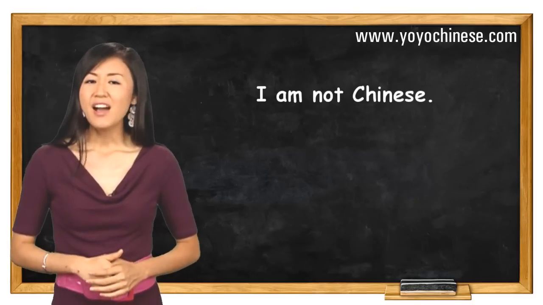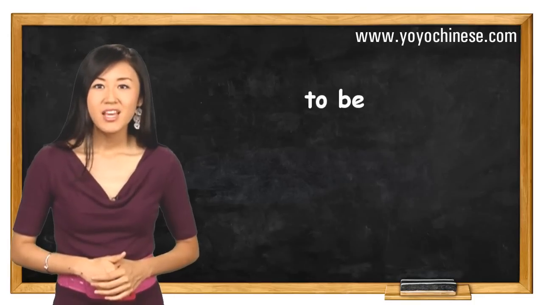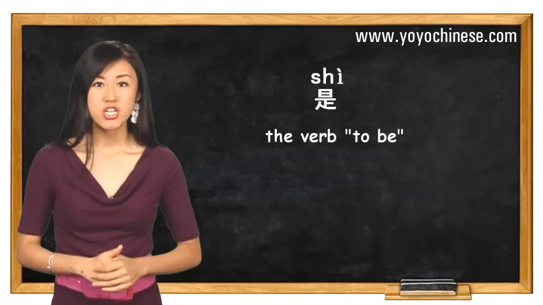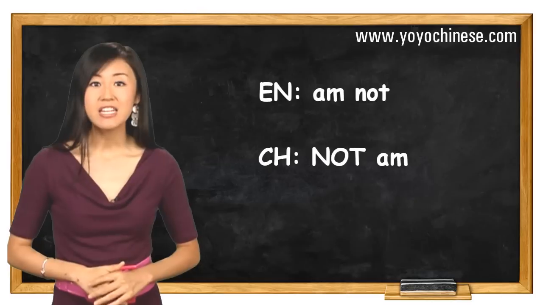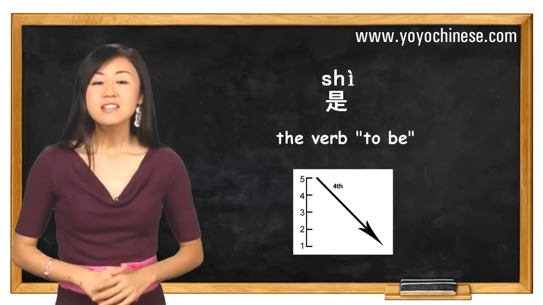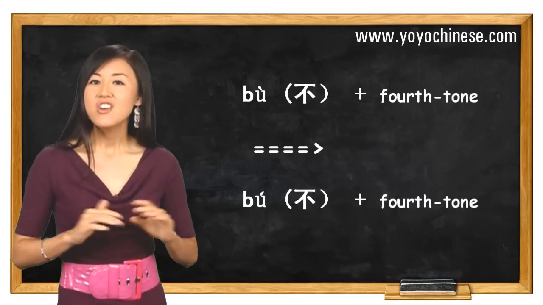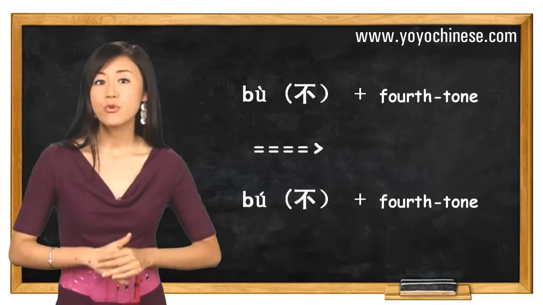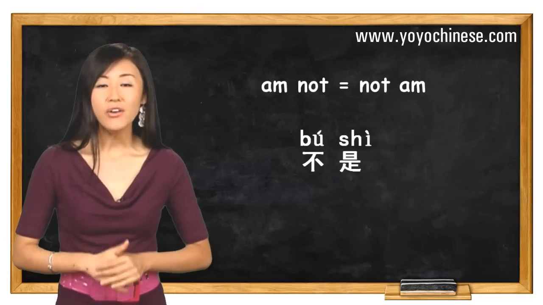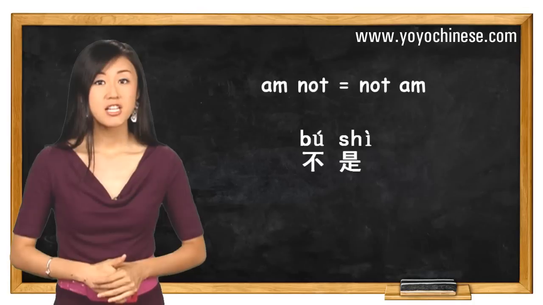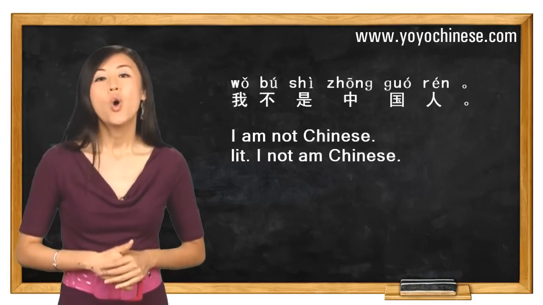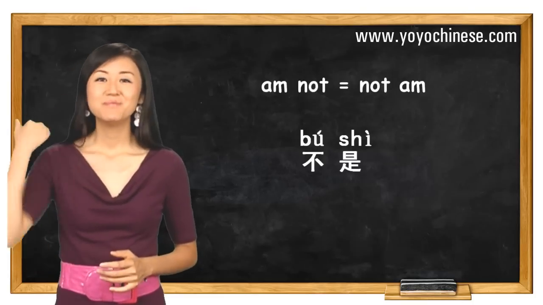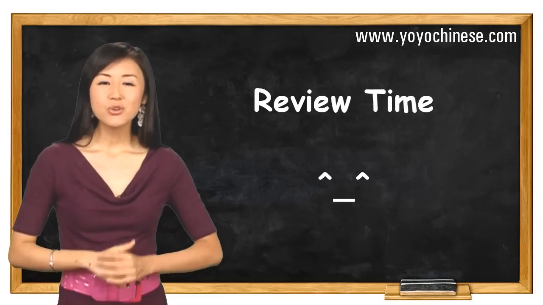Let's move on. How do you say I'm not Chinese? You know the verb to be? Yes, the verb to be is 是. And am not in Chinese should be not am. Since 是 is a fourth tone, and we cannot have two fourth tone sounds side by side here, 不 changes from its fourth tone to second tone, and not am would be 不是. I'm not Chinese would be 我不是中国人. 不是. Bingo.